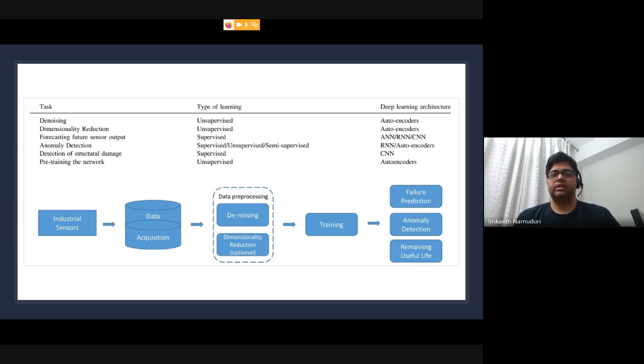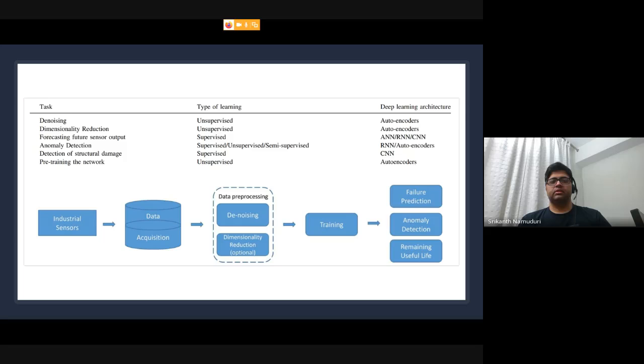I know that I have not yet talked about the basics of deep learning, but think of this like a teaser to give you a heads up about what the different types of deep learning architectures are. For example, let's say we want to do denoising.